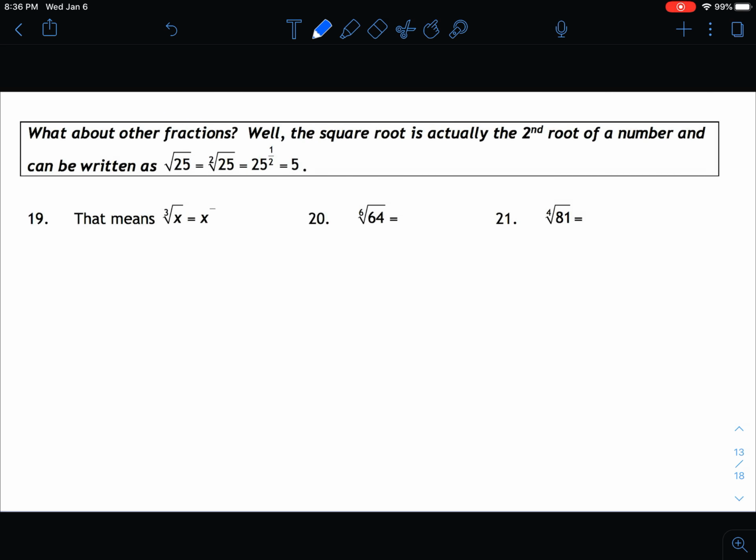Okay, what about other fractions? So the square root is actually the second root of a number and can be written. So here's where they show that little index. Okay, and these all are equivalent. Now, if my little index is 3, this is going to be to the 1/3 power. Now, where does that 1 come from? That comes from the exponent right here. So it's x to the first. So it's 1/3. That is what we would write if we wanted to write it with an exponent. This next one would be 64 to the 1/6. Notice the index is always the denominator. And this would be 81 to the 1/4.